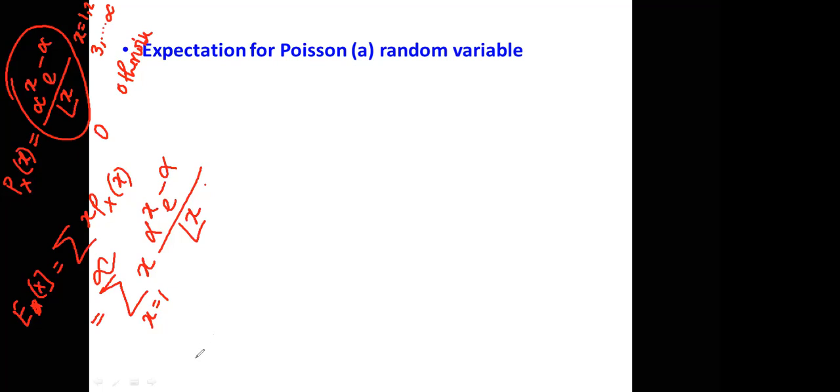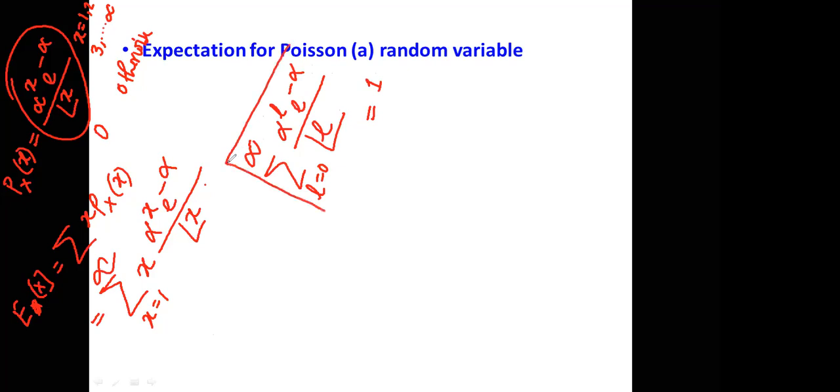Now, how actually will we proceed? We have to keep in mind one series. What is that? Alpha to the power L e to the power minus alpha divided by factorial L, and summation L equals 0 to infinity. If that is the case, then that will be equal to 1.